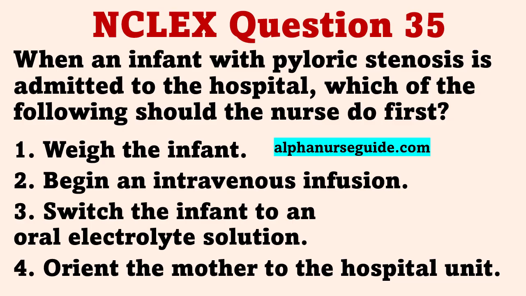The child with pyloric stenosis typically experiences vomiting and is at risk for fluid volume deficit and metabolic acidosis. As a result, oral food and fluids are withheld, and the infant is allowed nothing by mouth. Fluid replacement is given intravenously. Orientation can wait until treatment is underway.